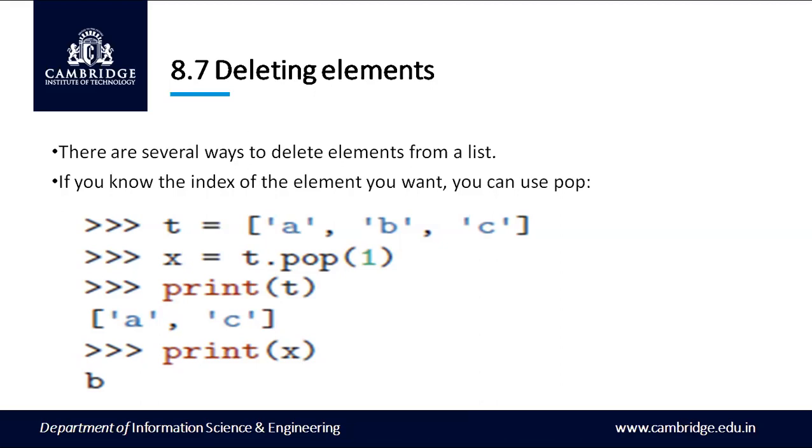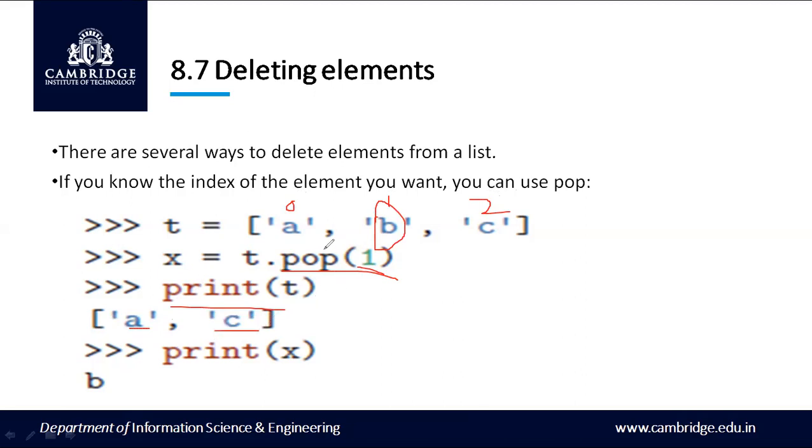So if you know the index, you can delete the element in the list by using pop. Here in this example, you can see the pop method is used. We are going to delete the element at index 1, that is by using pop of 1. The offset values of the list start from 0, 1 and 2, so we are going to delete the element at index 1, that is B. When we print the list T, you can see only A and C being printed.